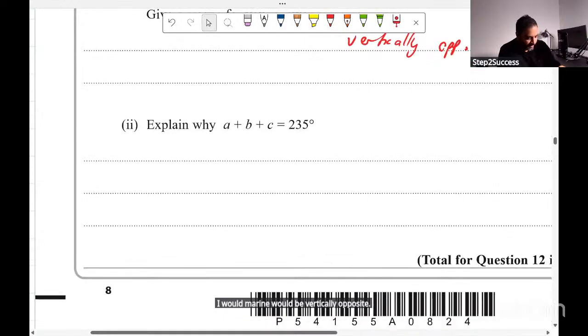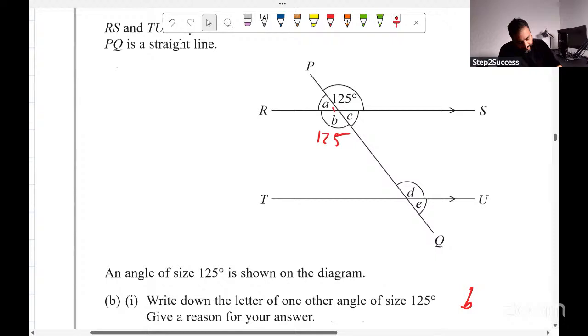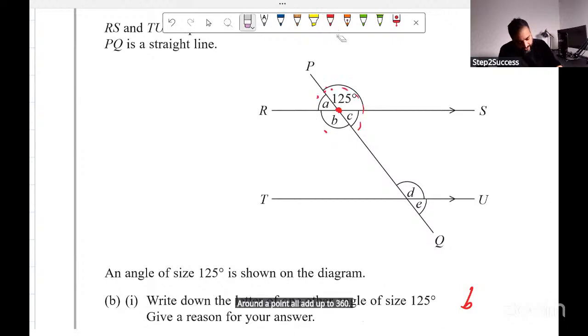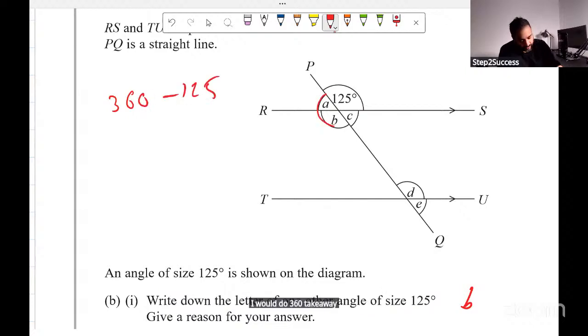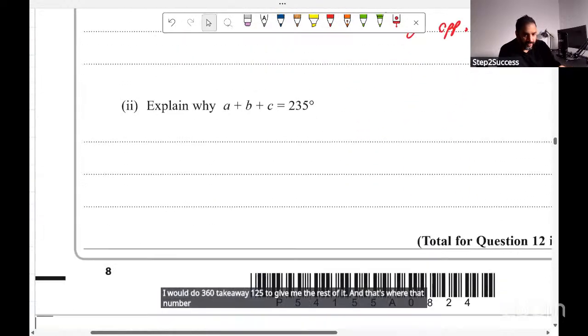Explain. Angles around a point all add up to 360. Now, if all of that circle effectively adds up to 360, and I've already got 125 of them, I would do 360 take away 125 to give me the rest of it. And that's where that number comes from, the 235.